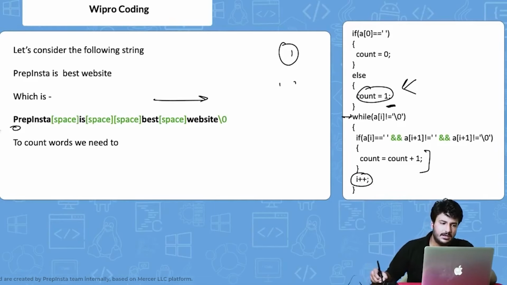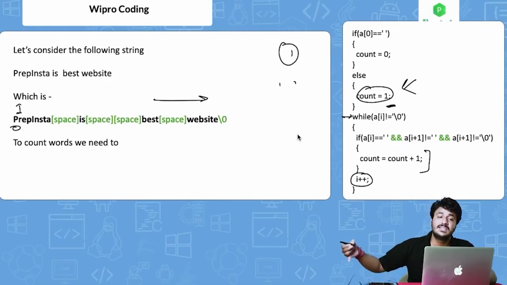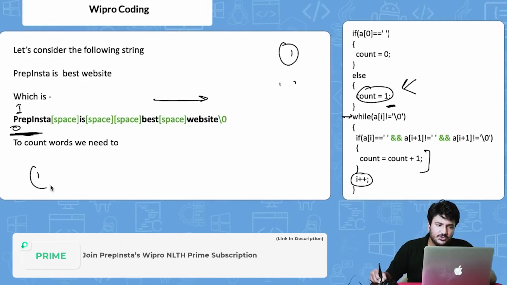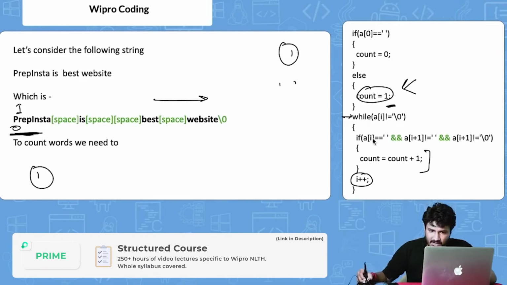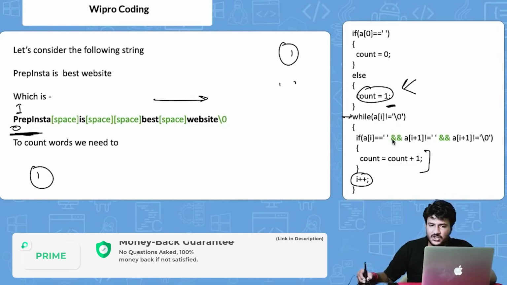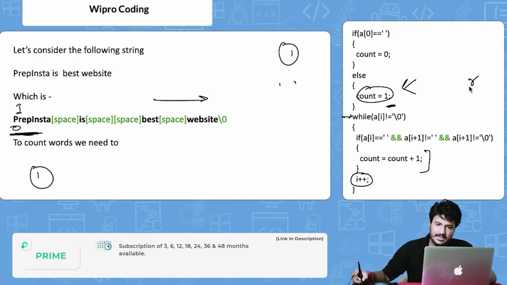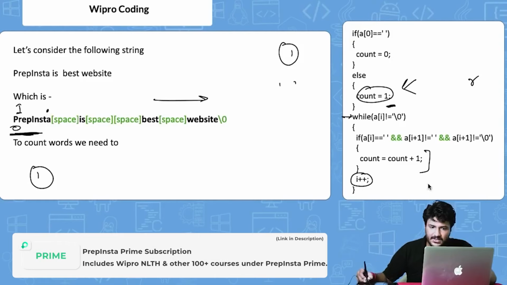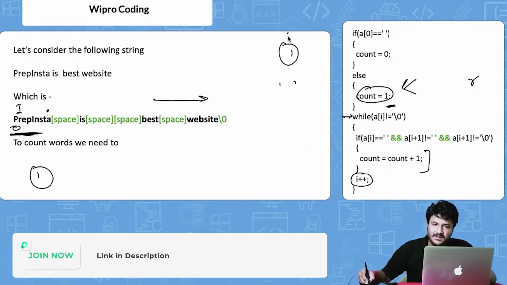Then again, at the next, that is 1, a of i goes to R. Again, obviously this is not the second word, right? So we are not supposed to increase the count, we are supposed to keep the count 1, because the whole word Prepinsta is taken as 1 count. So till a, the count should be kept as 1. So again, if a of i is equal to blank space, increase count by 1, obviously it's not blank space, the value here is R, right? So it will keep on doing the same thing till a, increasing i plus plus, and the count will remain 1 itself.